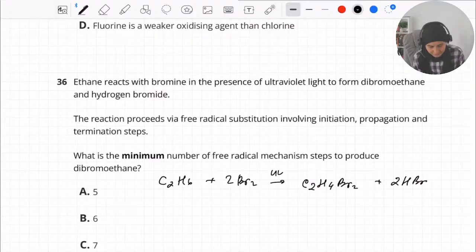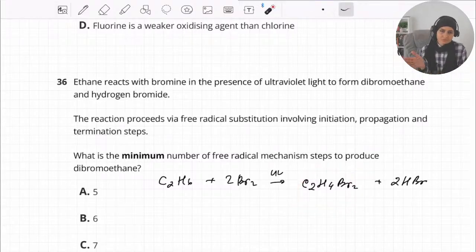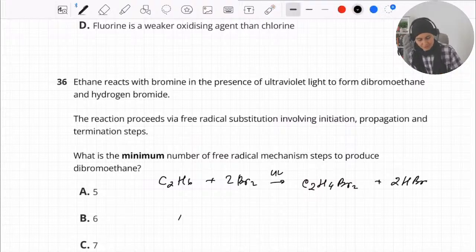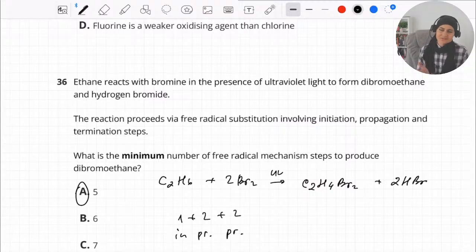So the reaction proceeds via free radical substitution involving initiation, propagation, termination. What's the minimum number of free radical mechanism steps to produce dibromoethane? This dibromoethane doesn't form in one step. First you form monobromoethane, so just bromoethane with one Br, and then you form dibromoethane. So what do we need? We need one initiation step to get bromine radicals, and then two propagation steps to form one bromoethane, and then another two propagation steps to form dibromoethane from bromoethane. So 1, 2, and 2. That's initiation, propagation, propagation. So it's a 5. We will study it in more detail when we do mechanisms for alkanes.